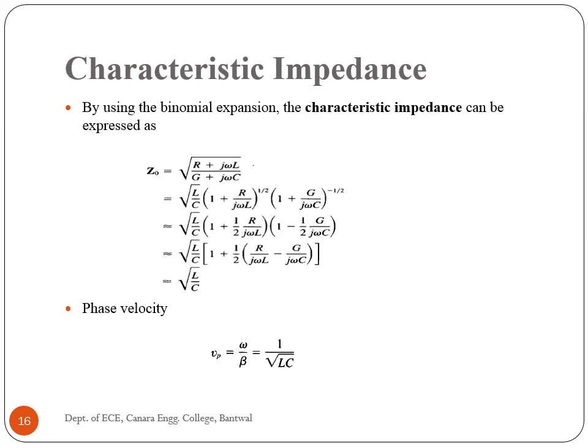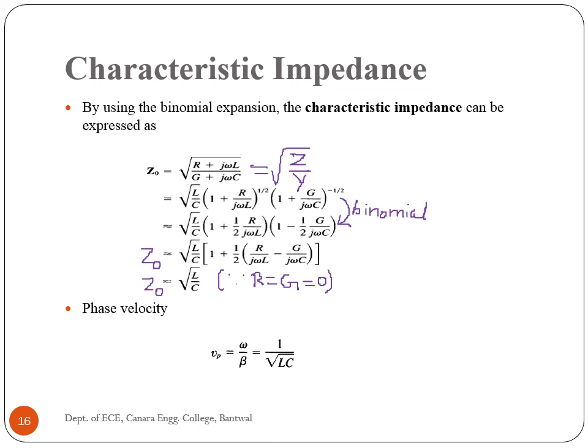Characteristic impedance, that is Z naught, is given by root of Z divided by Y. Z is equal to R plus J omega L, Y equal to G plus J omega C. From the first to second line, keep the root L by C outside, we will get the second line equation. From the second to third line, we are applying the binomial expansion. And the simplified Z naught equation is root L by C into 1 plus half of (R divided by J omega L minus G divided by J omega C). Z naught is approximately equal to root L by C for a lossless line, since we know that R equal to G equal to 0.